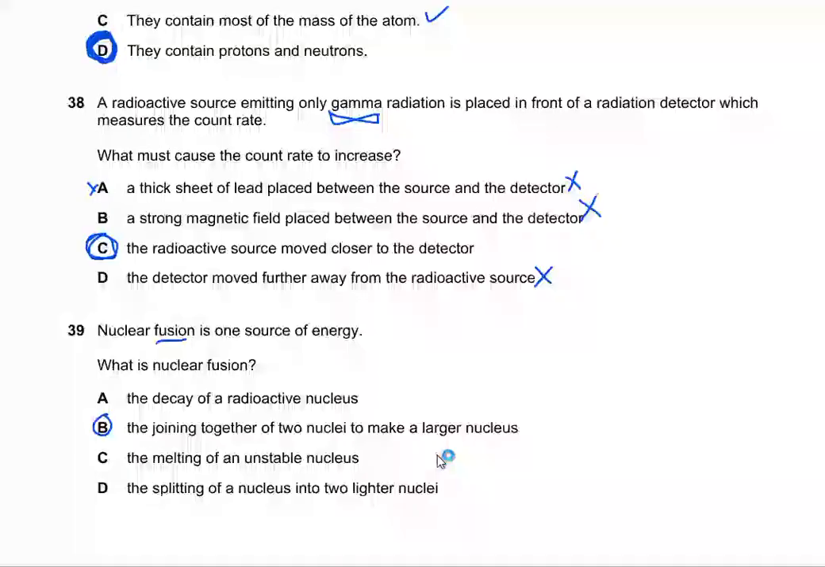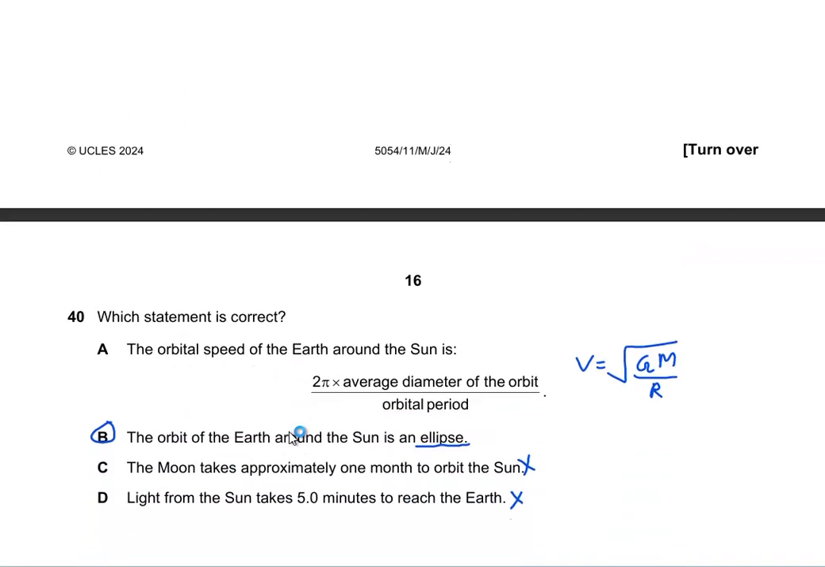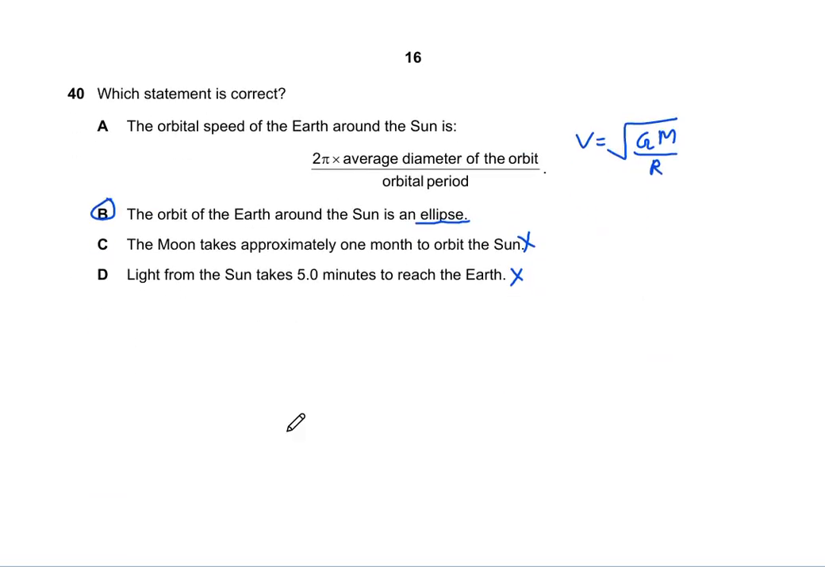Nuclear fusion. The word fusion means moving together or mixing two things together, joining of two nuclei making a larger nucleus. That's it, as simple as that. Let's proceed. Statement, orbital speed. In A levels you would know orbital speed is this. We don't need to think about this. It's 2 pi average diameter, whatever.